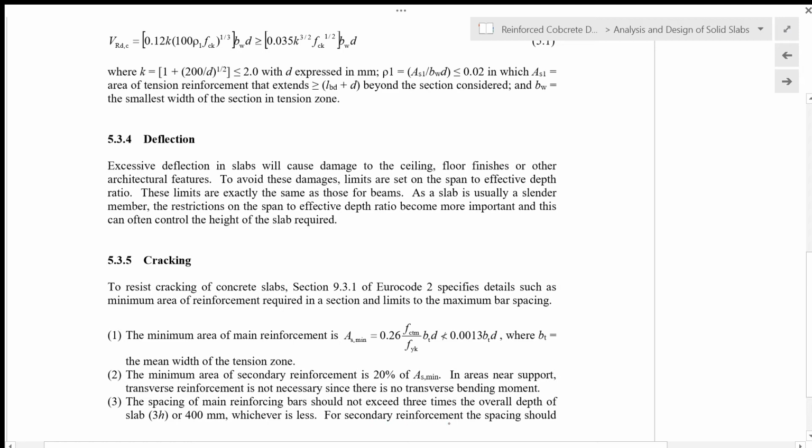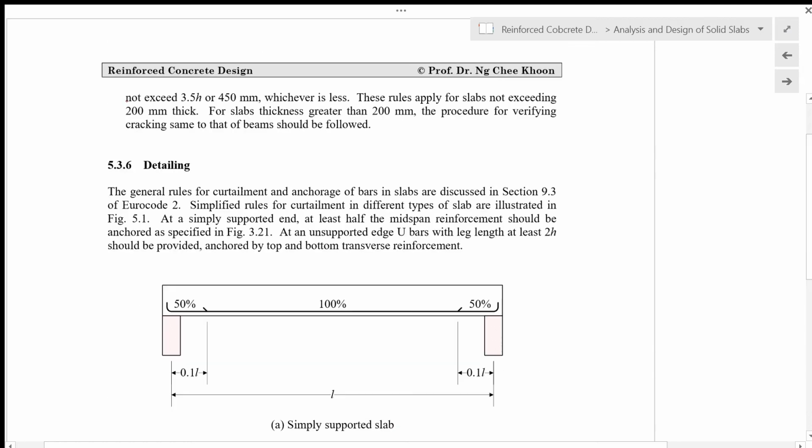For secondary reinforcement, the spacing should not exceed 3.5h or 450 mm, whichever is less. So h is the thickness of the slab. If 3.5h is more than 450 mm, then 450 mm is the maximum spacing of the secondary reinforcement. And if 3.5h is less than 450 mm, then 3.5h should be taken as the maximum spacing of the secondary reinforcement.